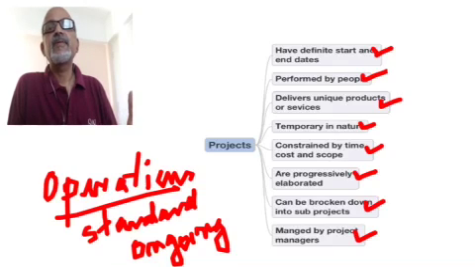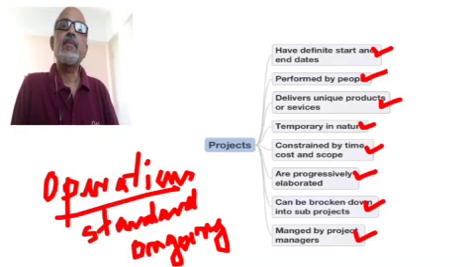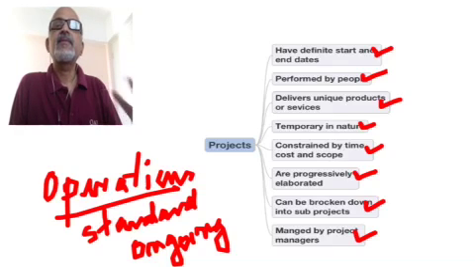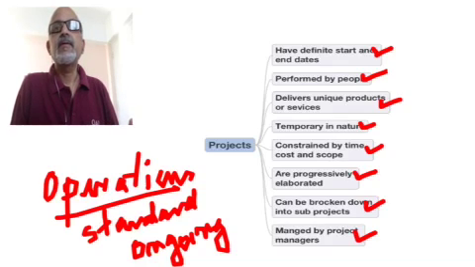Developing software is a project, and maintaining software is part of an operation. Setting up a factory is a project. Running the factory is operations. So if you have understood the definition of a project and the definition of an operation and the similarities and the differences between projects and operations, then this video has done its job.